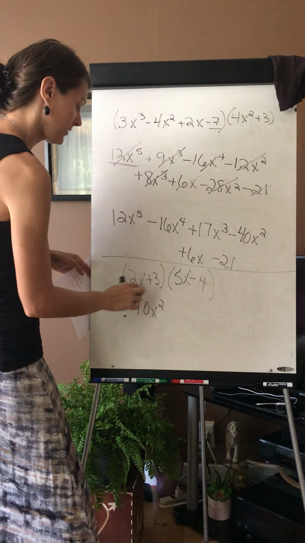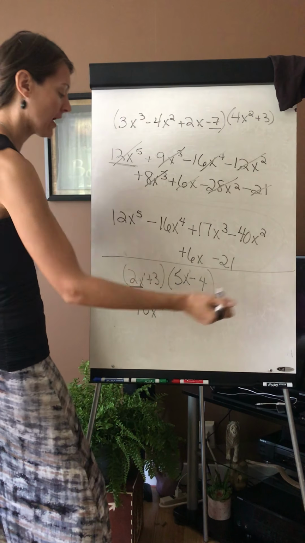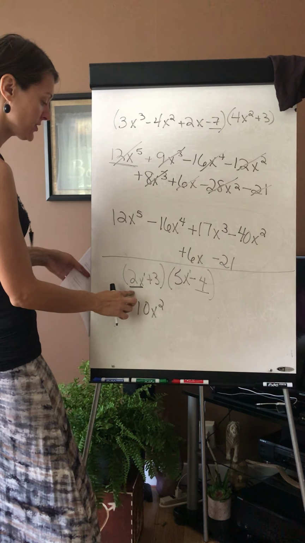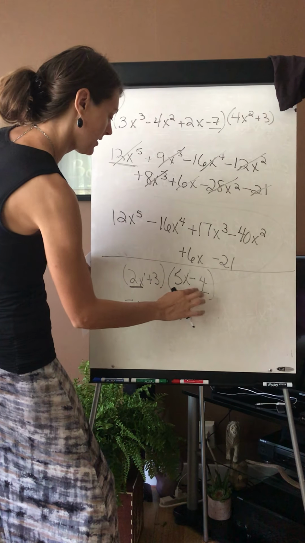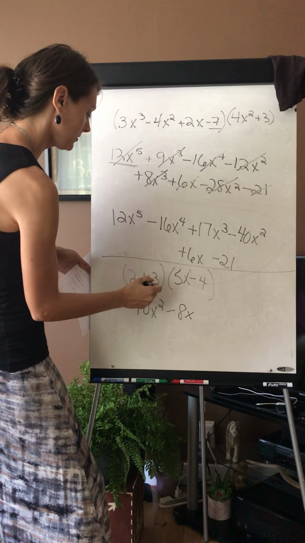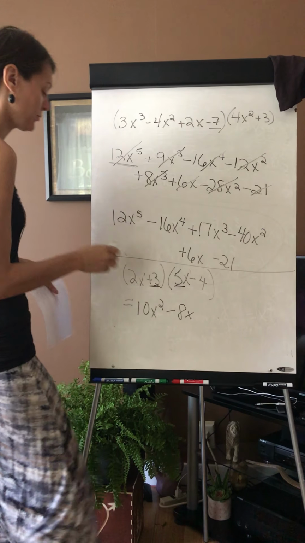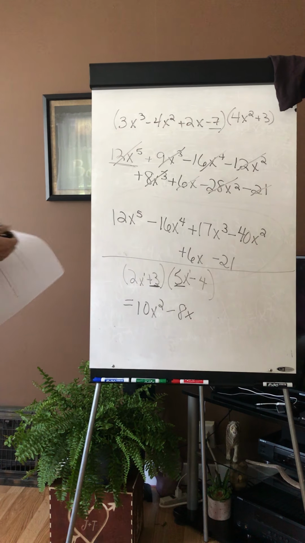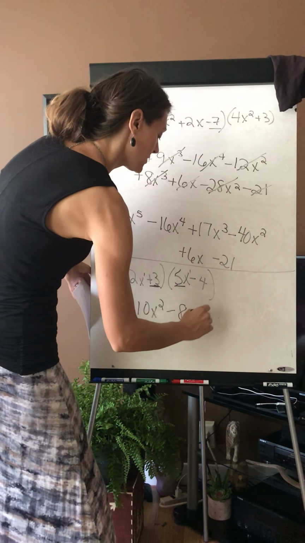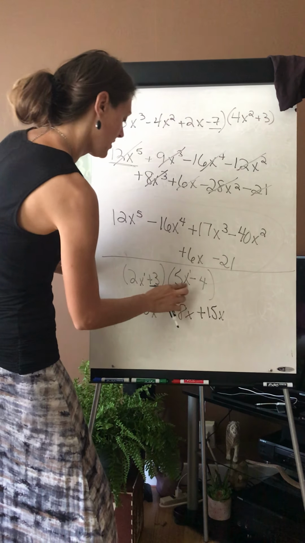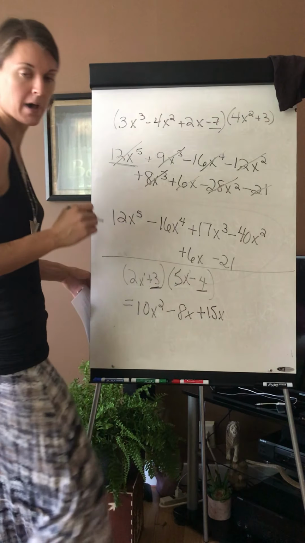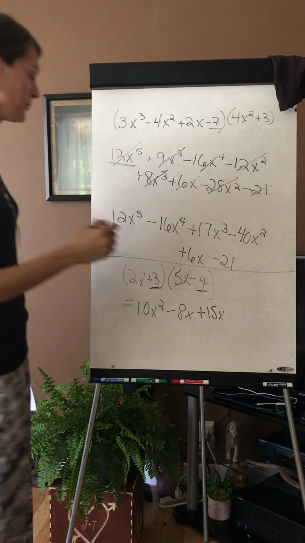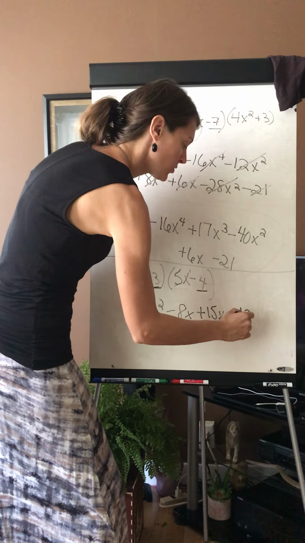Outer, that's the ones on the far edges. So that's 2x times -4 is -8x. And then for your inner, that's the ones on the 2 inside parentheses. So +3 times 5x is +15x. And then the last terms would be the second term in each polynomial. So +3 times -4 is -12.